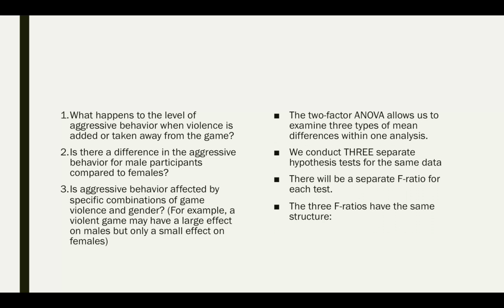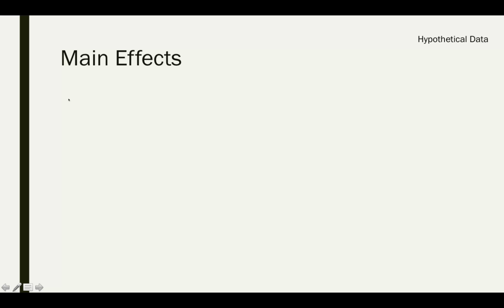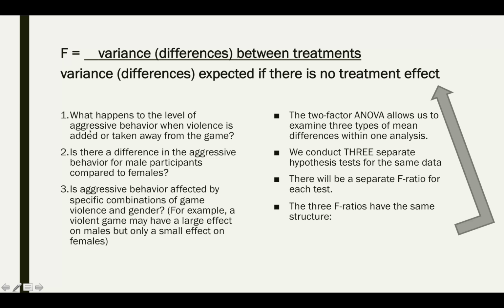Okay. So this is sort of redundant, I know, but I think it's going to be really important to understand these concepts and why we do run a two-factor. So the two-factor ANOVA, again, allows us to examine 3 types of mean differences within an analysis. We will be conducting 3 separate hypothesis tests for the same data. So here's a hypothesis test, here's a hypothesis test, and here's a hypothesis test. Okay, so for the 3 different questions, okay?